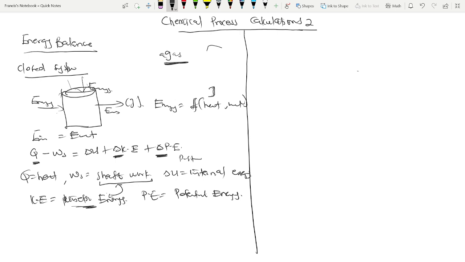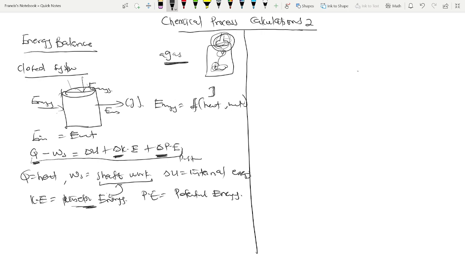Now when we take our system, let's say a cylinder with a piston, the energy associated with the moving part, which is the piston, because the piston goes up and down, that work is called the shaft work. But the molecules of the gas moving from one state to another in the form of velocity is what we call the kinetic energy. So this is what we'll be using in our calculations for a closed system.